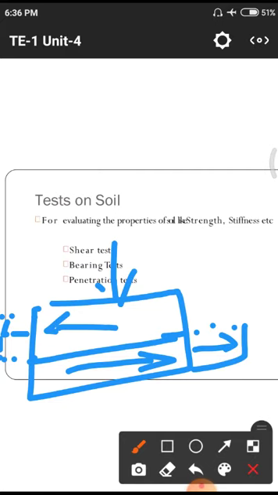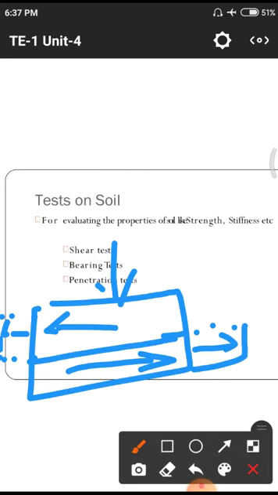Due to these environmental parameters, in the figure I am representing a layer by layer phenomenon. The soil, meaning the earth, has a huge age of lakhs of years, so the soil is deposited in several layers.